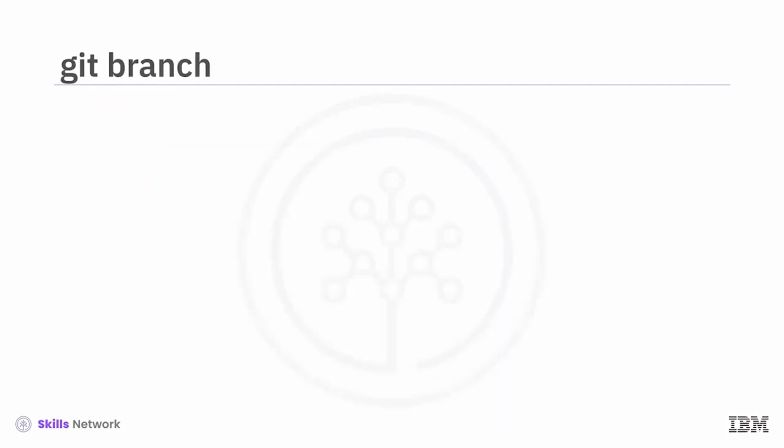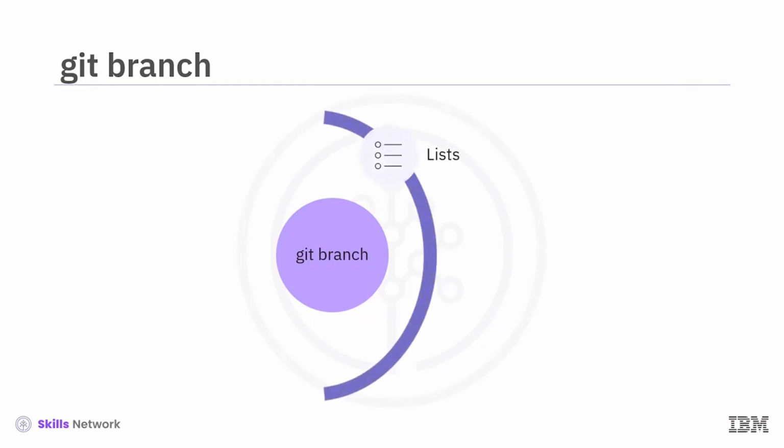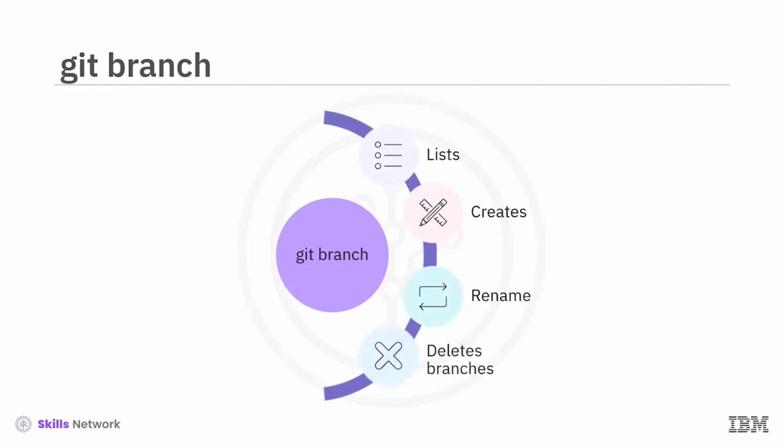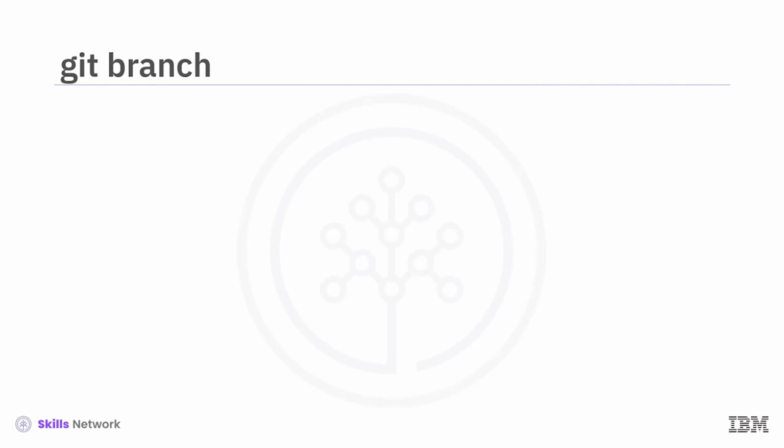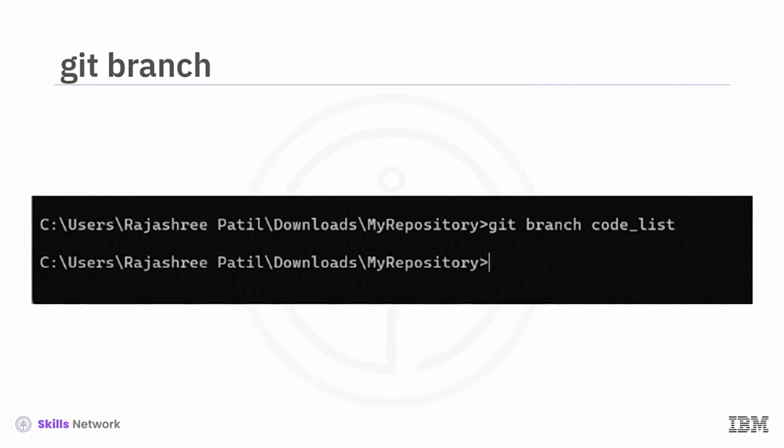Now, what if you want to experiment with your code, but you do not want to disrupt the current flow? Let's learn to create a branch using git branch command. To work in isolation, you can use git branch command that lists, creates, renames, and even deletes branches within a Git repository. So, say you want to create a branch called code_list. For this, you may use the git branch command.